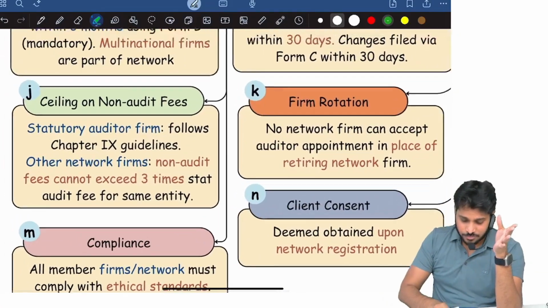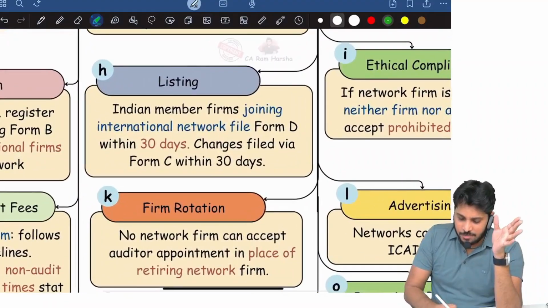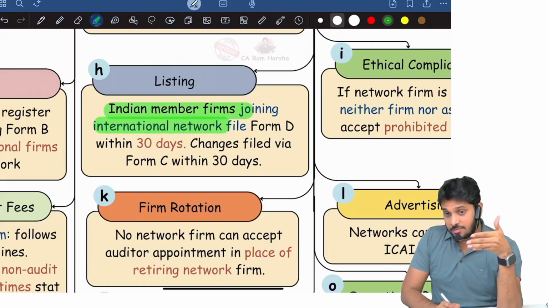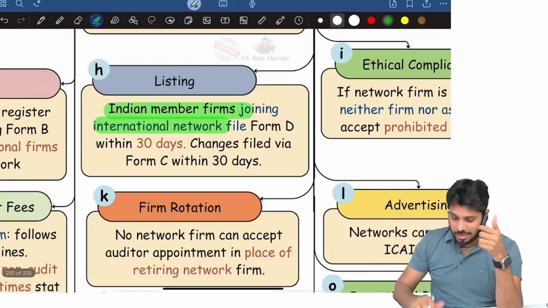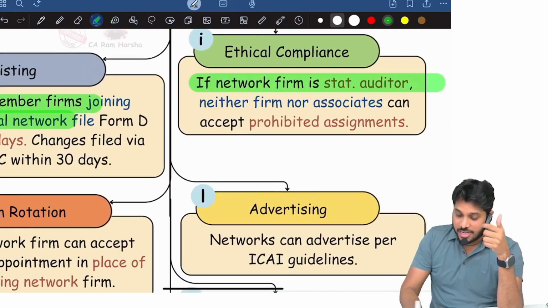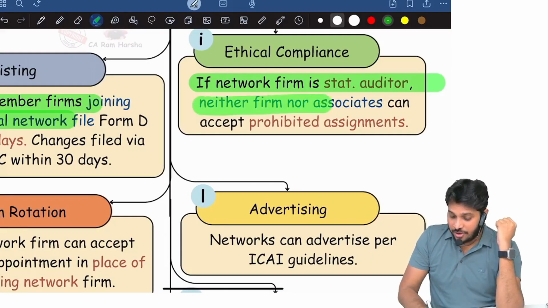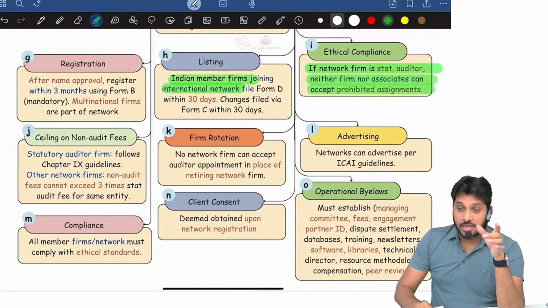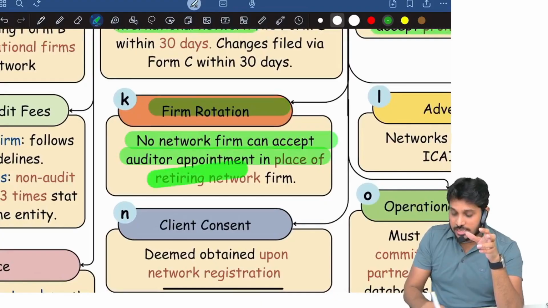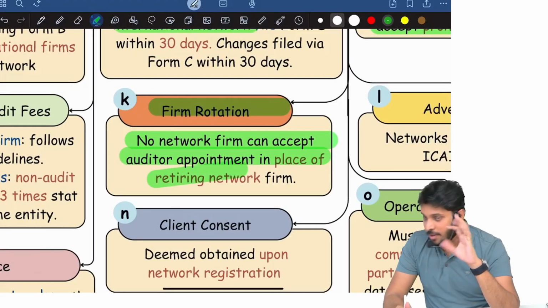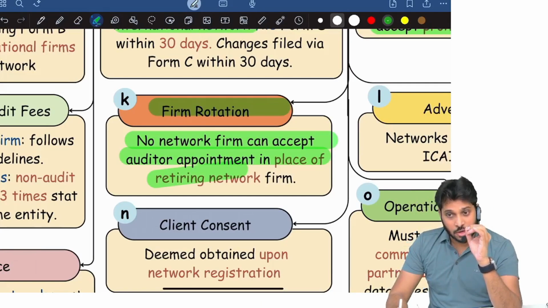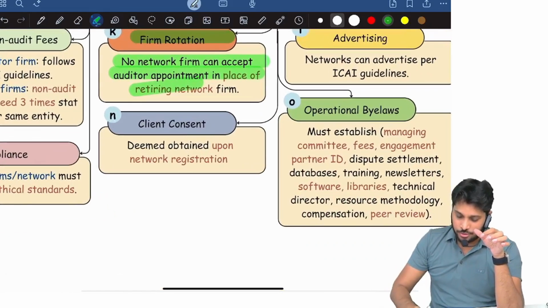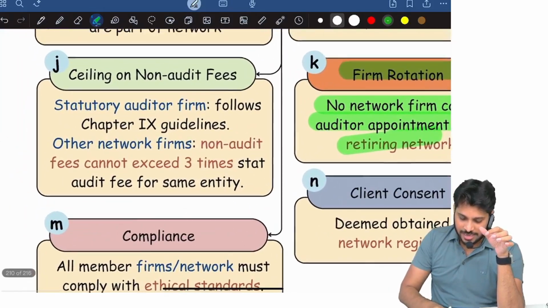Now, can an Indian member firm, an Indian audit firm, join an international network? Yes, they can join. Again, firms with common partners shall also join the same network. On ethical compliance, if a network firm is the statutory auditor, other firms cannot accept prohibited assignments. Even when there is a rotation, as we have seen in the company audit chapter in CA Inter or in law, if a network firm is the outgoing auditor, the incoming auditor should not be appointed from the same network.